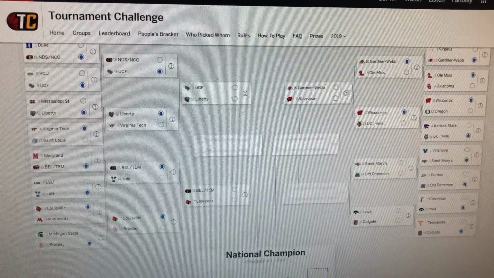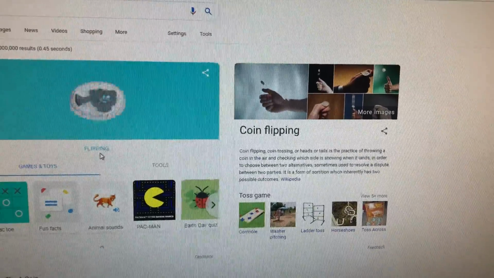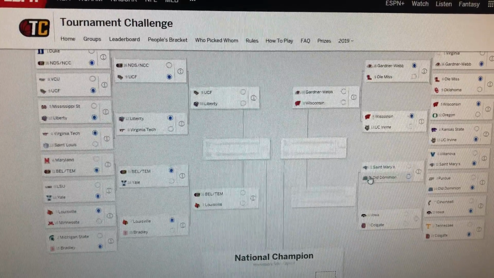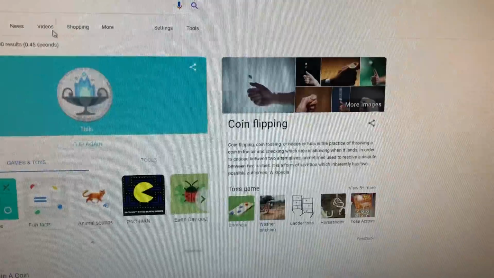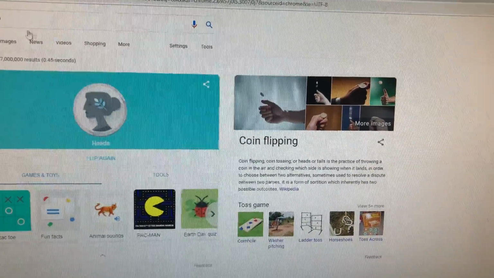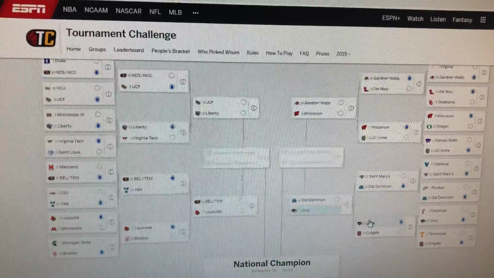St. Mary's and Old Dominion. 11 versus 14, a double digit is guaranteed to be in the Sweet 16. We have the 14 seed Old Dominion. Next up, Iowa and Colgate. Let's have the 15 seed move on. Let's see another tails. We're having so many tails. It's going to be heads, so we got Iowa moving on.